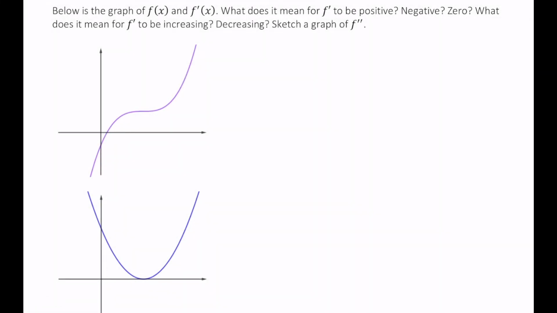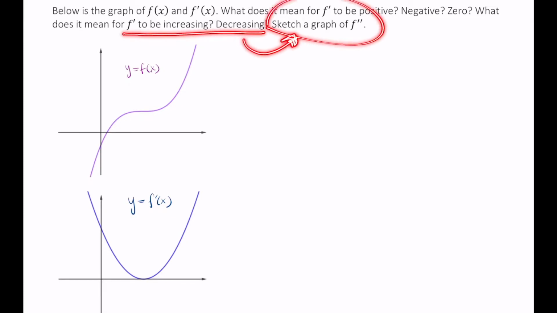Welcome. In front of you, you should see a graph of y equals f of x in purple, and then in blue, a graph of y equals f prime of x. We're going to use these graphs to discuss what it means for the first derivative, that is this graph, to be positive, or when it is positive. What about when it's negative or zero? And then when it's increasing and decreasing, what that means and tells us for the second derivative.